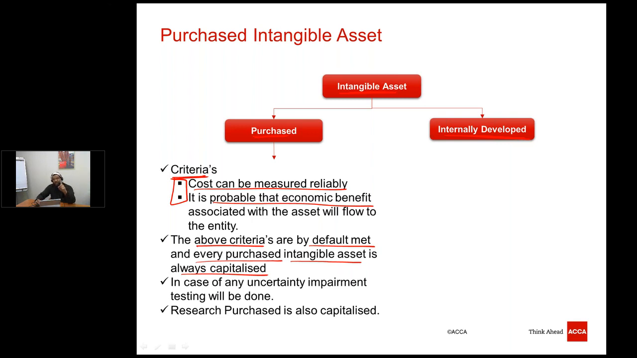So the first point was we are going to capitalize the purchased asset if two criteria are met, and both of them are obviously going to be met by default. And if, for example, I have purchased this pen, and after purchasing, I think, oh, what have I done. I've taken a wrong decision. Now what? I've purchased the pen. Now I think that I've taken a wrong decision. What should I do?